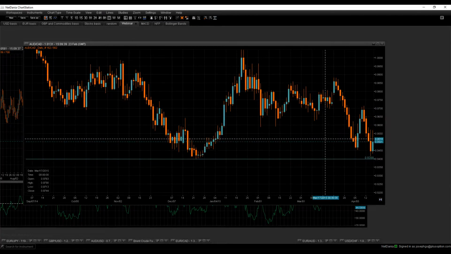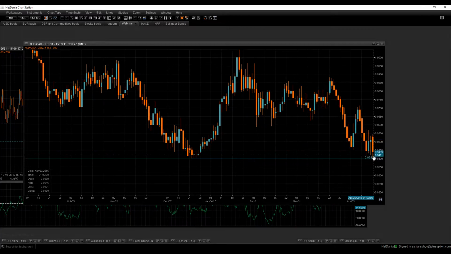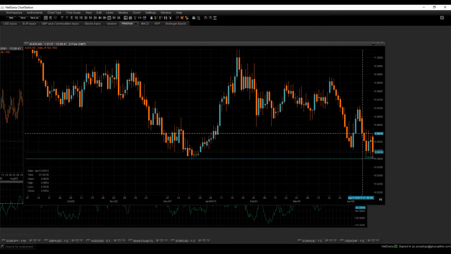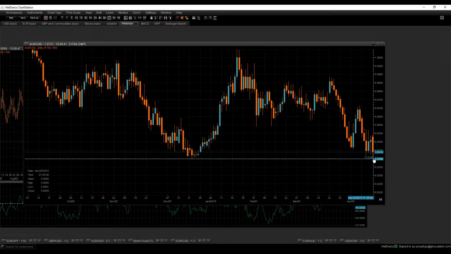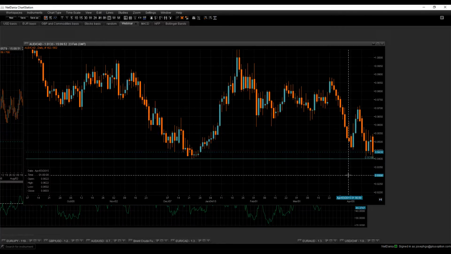This one does not exactly touch. And here we have a touch. So this has touched our support level, and we see that it is bouncing back up. So what we would do in this situation is place a call position.